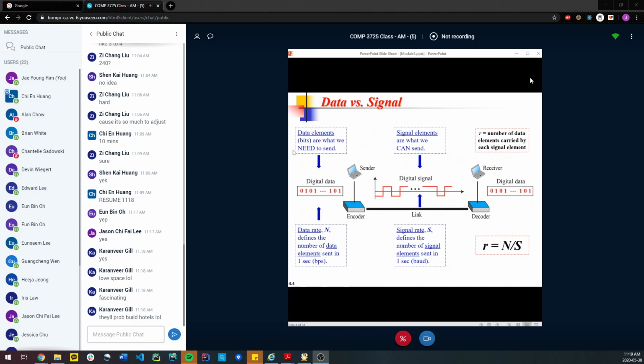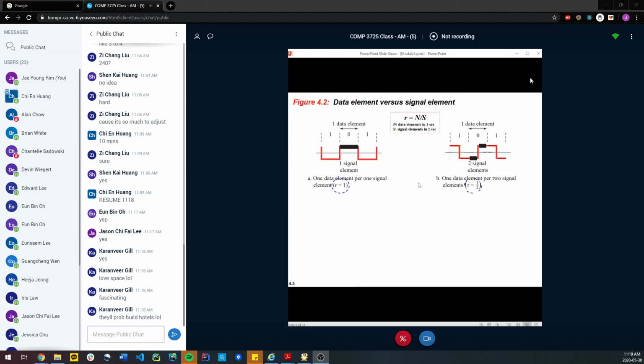Today we'll talk about everything that has to do with digital signaling, which means I'm going to use different voltages to represent that. And what does that mean? It means this: I need to come up with different schemes of representing it.